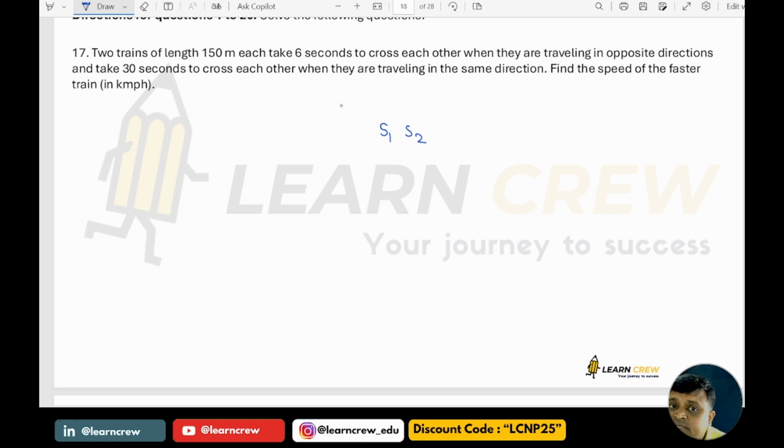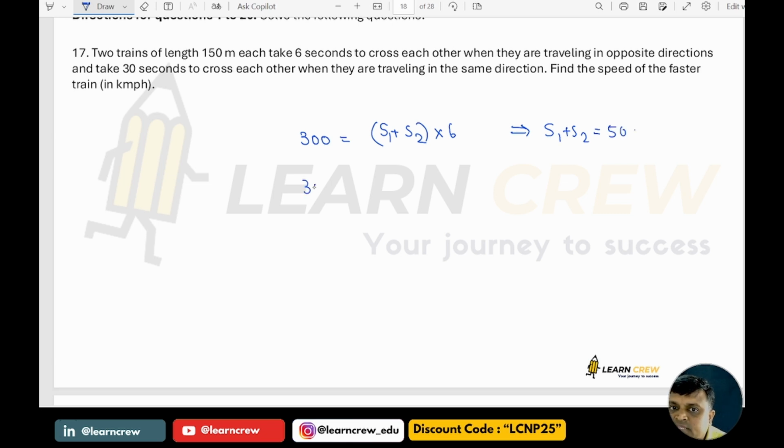Okay. When they are traveling in the same direction or in the opposite direction, the distance covered is equal to the sum of the lengths of both the trains, which is 300. 300 is equal to, when they are traveling in the opposite directions, relative speed into time taken, which is 6. So from this I got S1 plus S2 is equal to 300 by 6, which is 50.